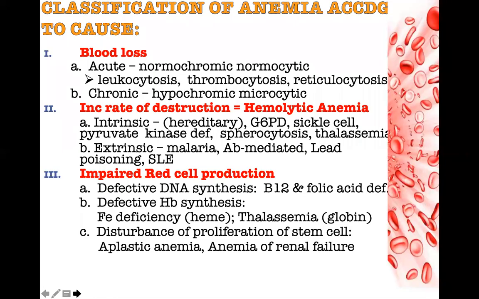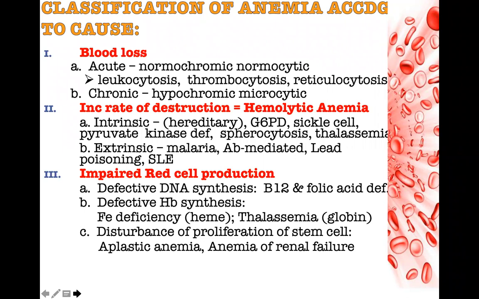Let's try to classify anemia according to causes. Number one would be blood loss. Acute blood loss would usually result to normocytic normochromic because the peripheral blood as well as the bone marrow would still be able to compensate. But you would be expecting leukocytosis, an increase in platelet count, as well as reticulocytosis after treatment. Whereas if you have chronic blood loss, it may result to hypochromic microcytic anemia.